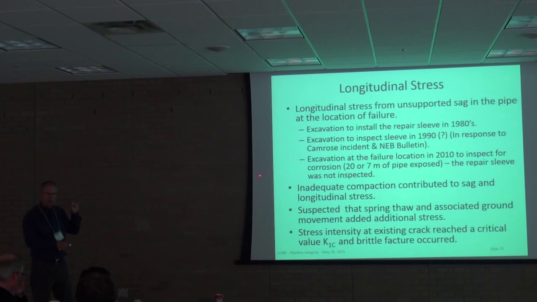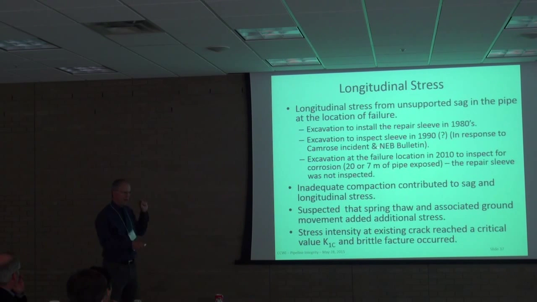So this is probably one of the most important parts of this talk: there was information that told the operators of this pipeline, you have a problem. There are suggestions that they went back and dug up these sleeve locations that they put in and inspected them. But there were no records. There's no proof. So you can imagine if you went out and did major excavations on the line and did a whole bunch of NDT, and no one can find any record of it, that's not good.